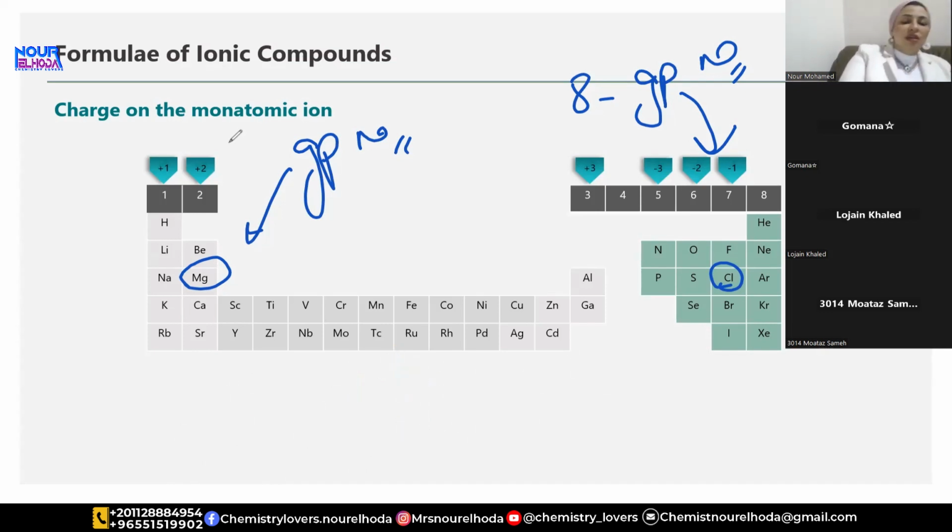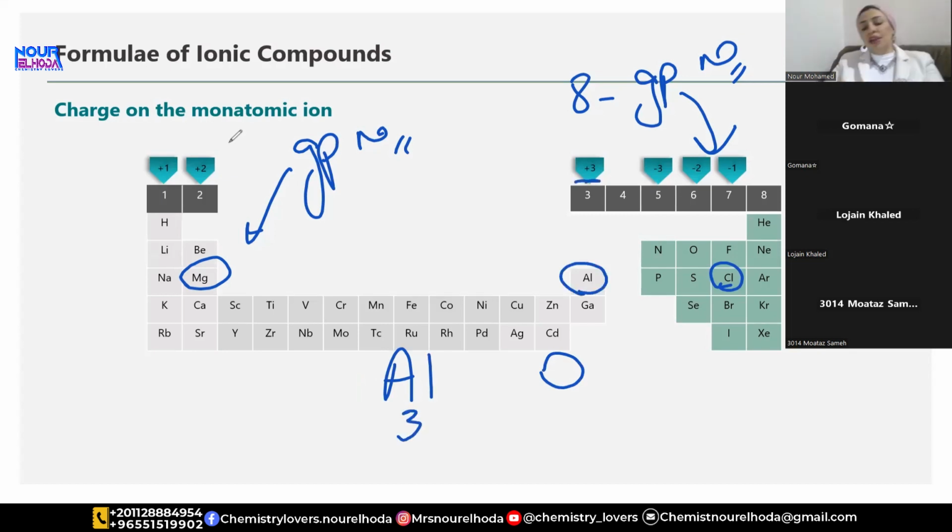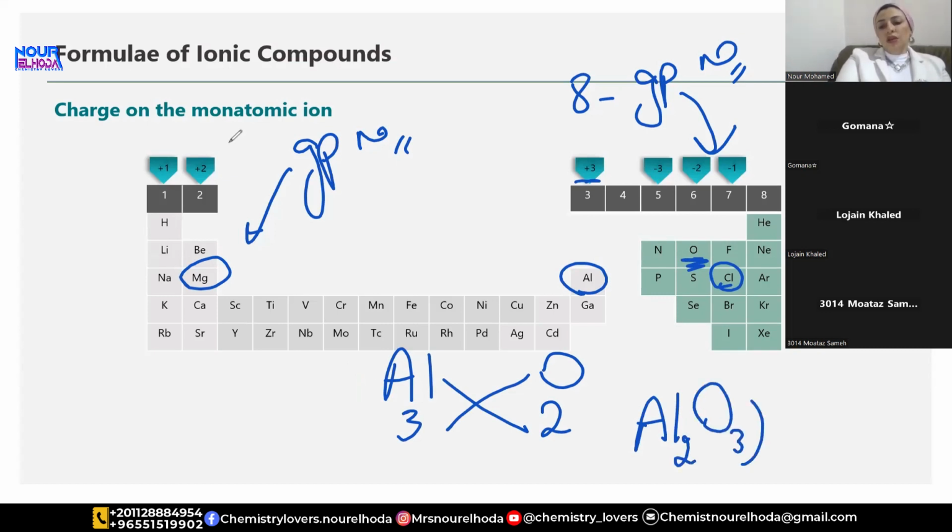Type, I want aluminium oxide, aluminium and oxygen. So if I'm talking about aluminium, where is aluminium? Aluminium is in group 3, so I will write 3. But where is oxygen? Oxygen is here, so oxygen is a non-metal. So what should I do? Since it's a non-metal, I'm going to do 8 minus 6. So what's the number I should put? 2. And then you are going to swap. So it's going to be Al2O3. This is how you should write it, Al2O3.